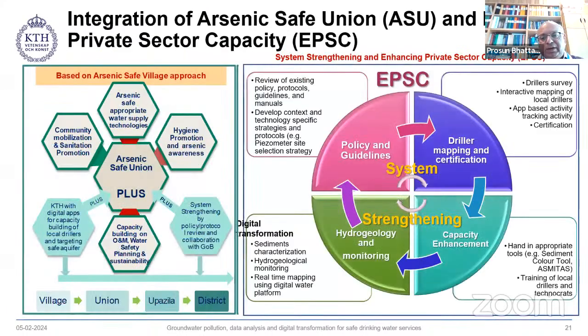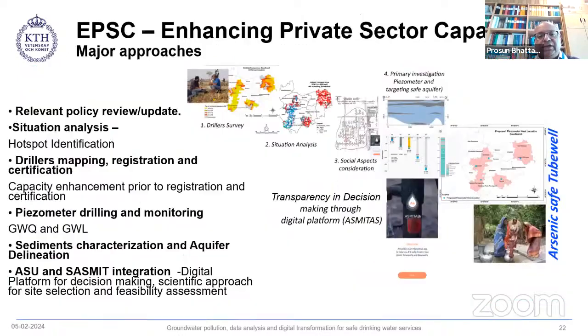So what we see here is one important thing. What's this KTH? When we worked with this, we worked with different digital applications, system strengthening, and so on. So this is the main dynamic flow system. What we see is that policy guidelines steer the drillers mapping and certification needs, and then that leads to practical operation, and then that brings in the capacity enhancement, not only for the local drillers, but also the DPH, the technocrats and others who are managing from the government perspective. So these are some of the key highlights.